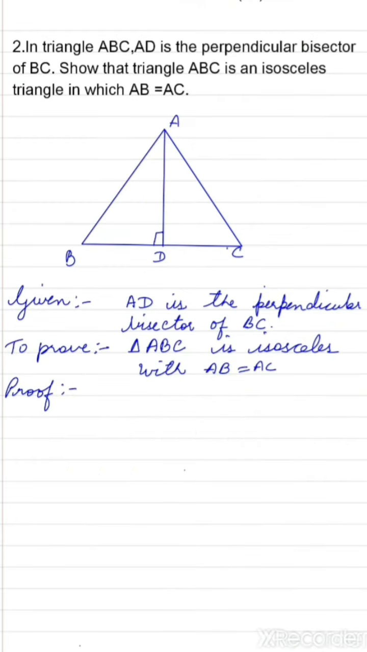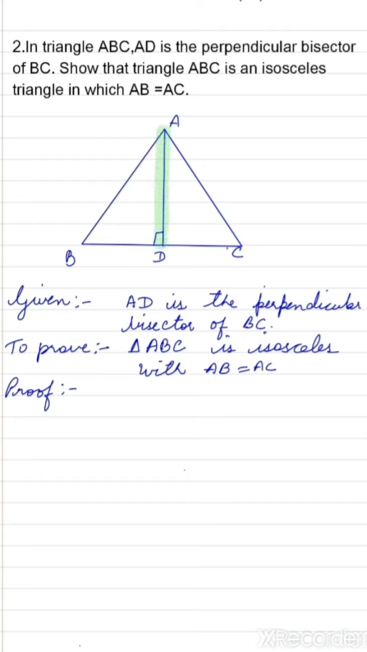Exercise 7.2, question number 2. In triangle ABC, AD is the perpendicular bisector of BC. Show that triangle ABC is an isosceles triangle with AB equal to AC. Here you are given that AD is the perpendicular bisector of BC. That means it is perpendicular as well as bisector.